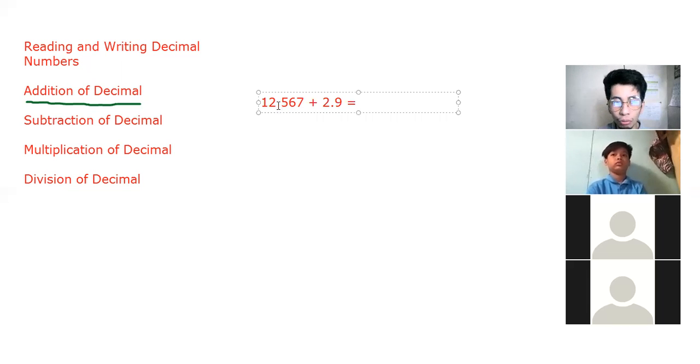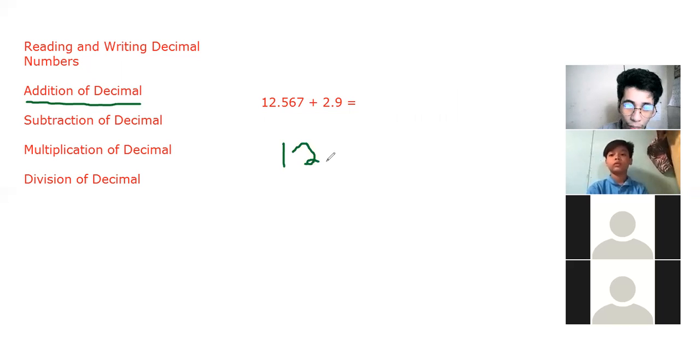So, we have 12,567,000 plus 2.9. So, how do we add it? Our decimal points need to be aligned to each other. So, let's write 12.567.